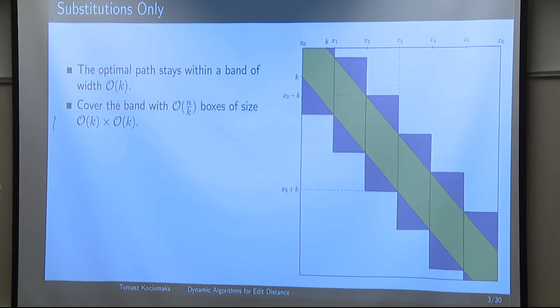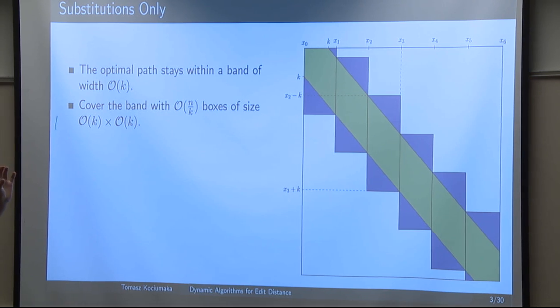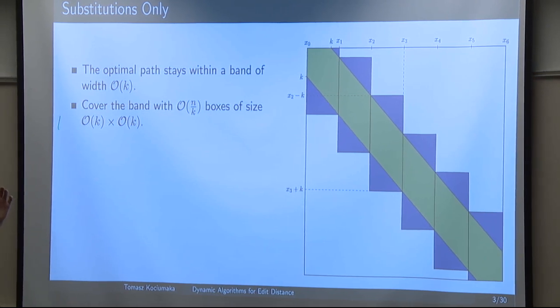And now our goal will be to cover this band with some boxes so that the dimensions of these boxes are roughly theta of k, and the number of boxes will be roughly n over k. And we want to make sure that these boxes cover the whole band, so that the distances we will be computing are not the distances within the whole graph, but within the union of these boxes.